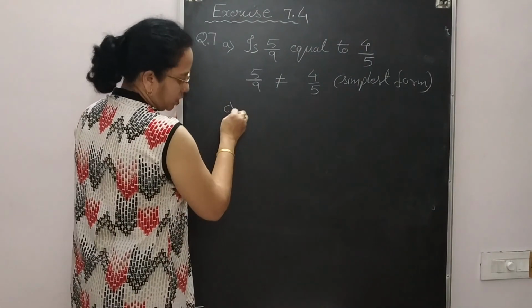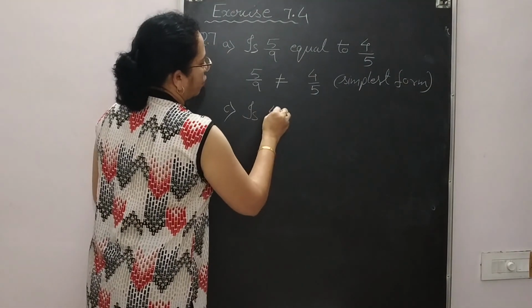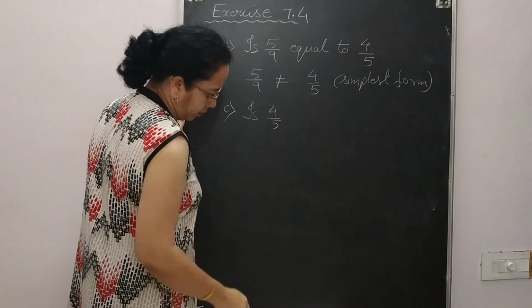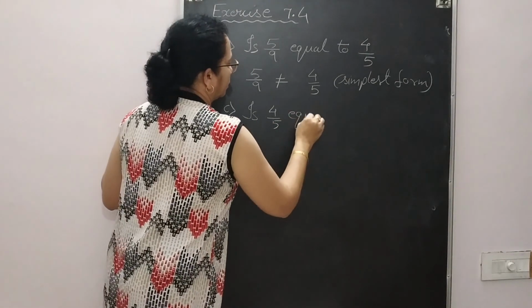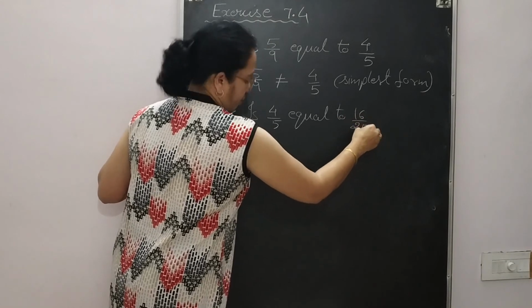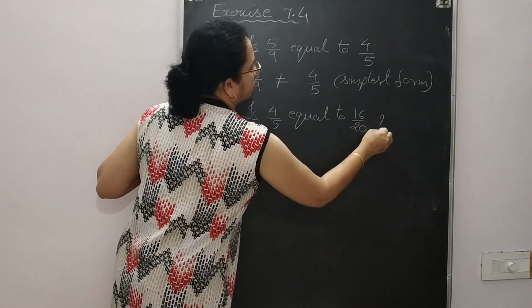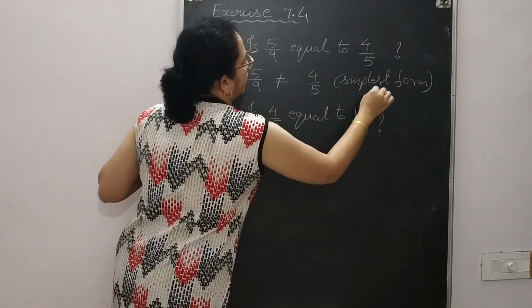Let me take one more example. Suppose we see this sum: 4 upon 5 equal to 16 upon 20? Sorry, 16 upon 20, question mark. Here also this is a question mark.